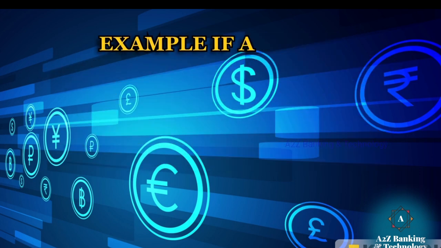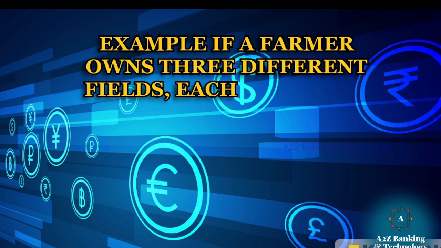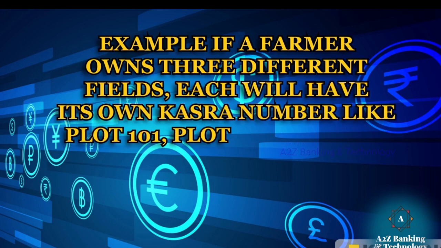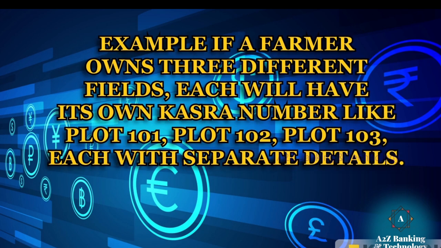Example: if a farmer owns three different fields, each will have its own Khasra number, like plot 101, plot 102, plot 103, each with separate details.